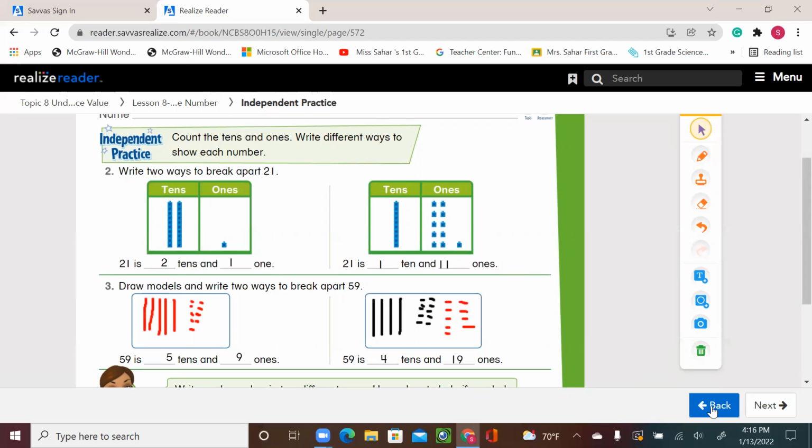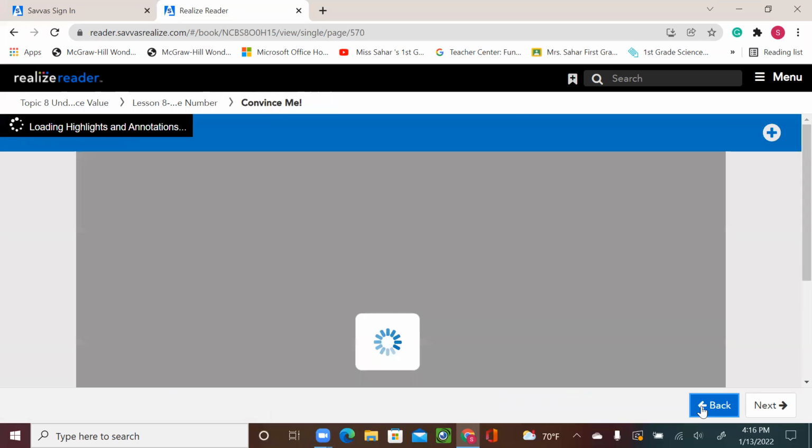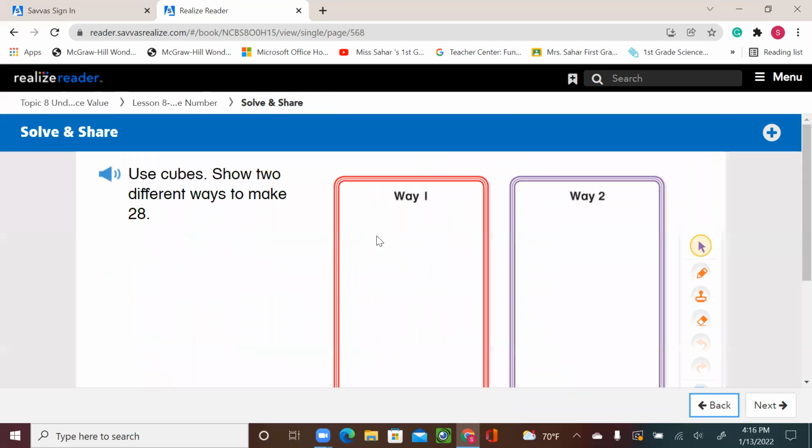Awesome. All right. Let's go to the first activity we have in our book. Use cubes. Show 2 different ways to make 28. First way I know, and it's easy, and we covered it before. I'm gonna say 1 ten, 2 tens, and then I have 8 ones. So 1, 2, 3, 4, 5, 6, 7, 8.